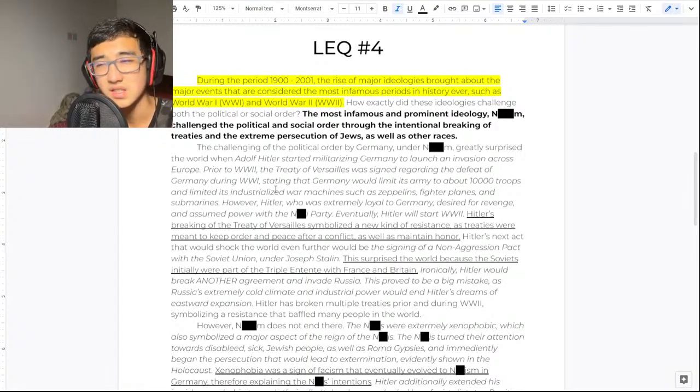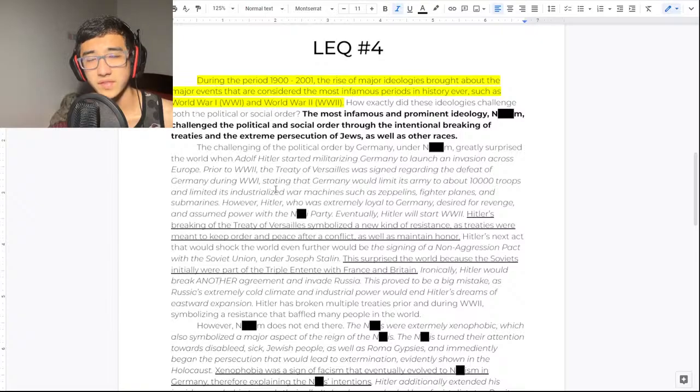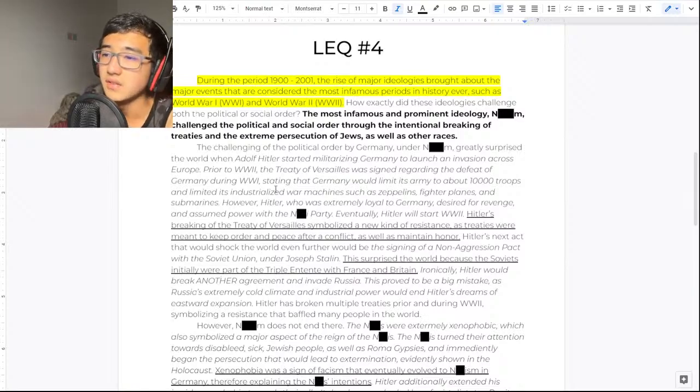So this is kind of like complexity, because I'm saying that Hitler not only broke one agreement, the Treaty of Versailles, but another agreement, the Non-Aggression Pact, and invaded Russia. This proved to be a big mistake, as Russia's extremely cold climate and industrial power would end Hitler's dreams of eastward expansion. Hitler has broken multiple treaties during World War II, symbolizing resistance that baffled many people around the world.